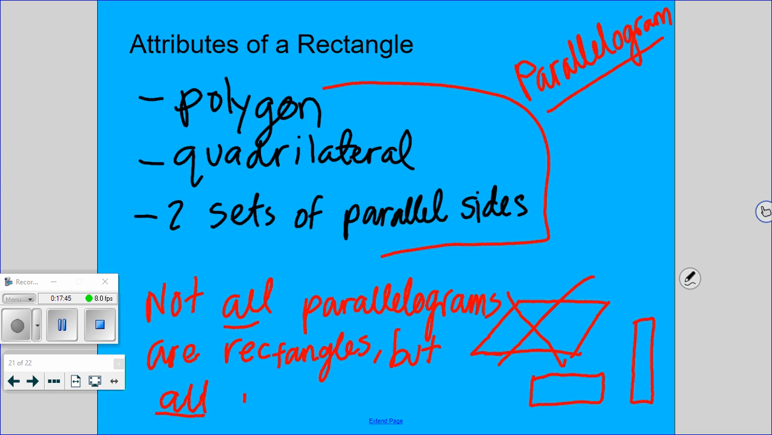But all rectangles are parallelograms. It's very tricky. A parallelogram can be a rectangle, but it can be this other weird shape. But every rectangle also has the name parallelogram. This is not the only rule of a rectangle. There's one more very important rule.